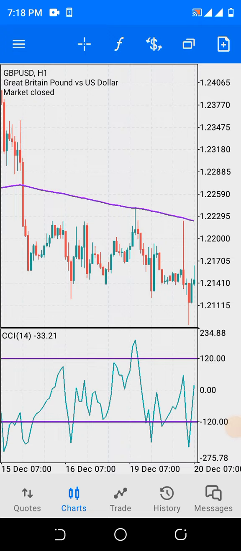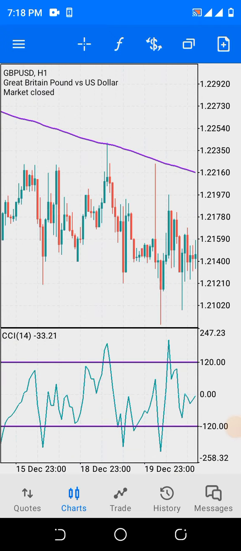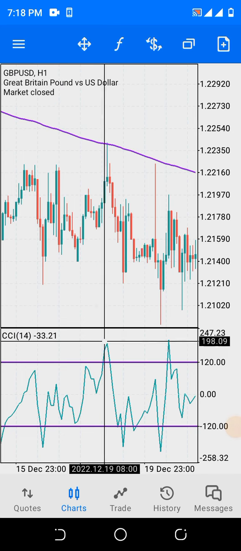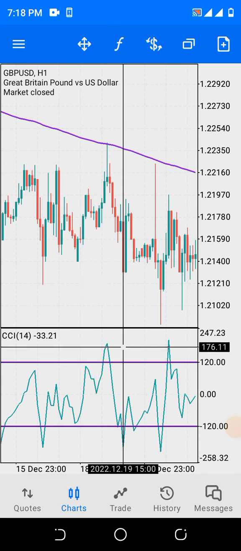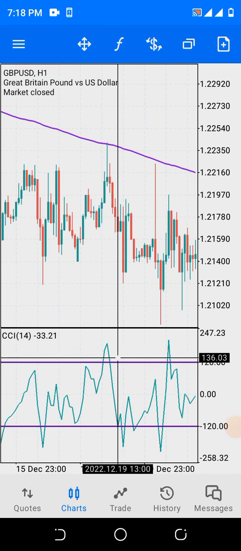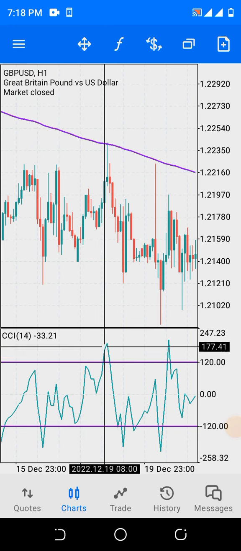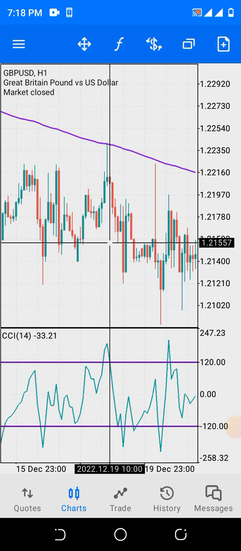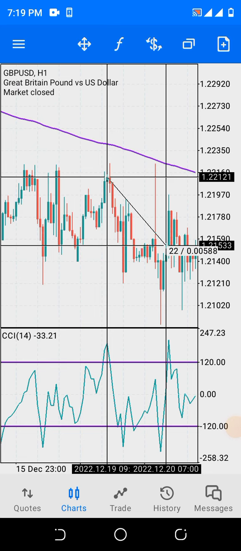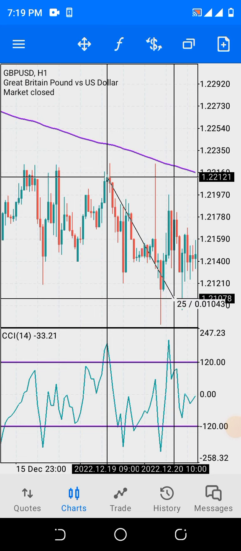Now here we are on bearish. The market is below the moving average. So the side we will be looking to make our sell entry should be above 120 from the side of the CCI indicator. Look at this, this is our first entry here. Make your entry here, and this is profit. Are you seeing it?